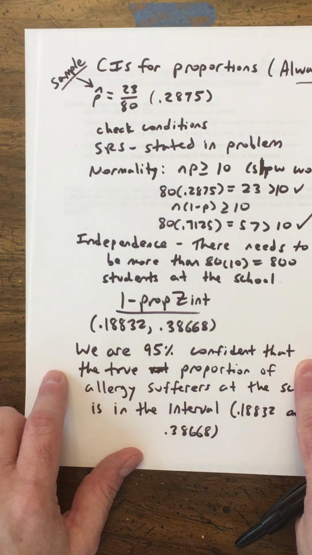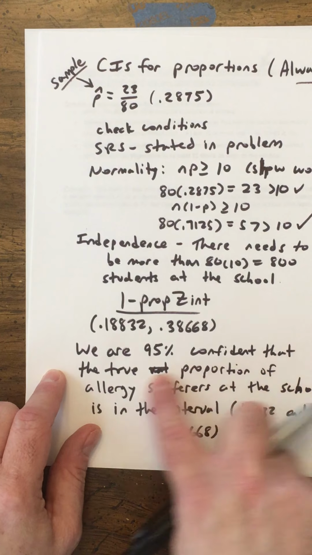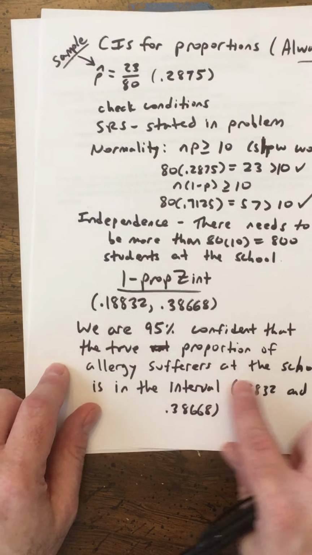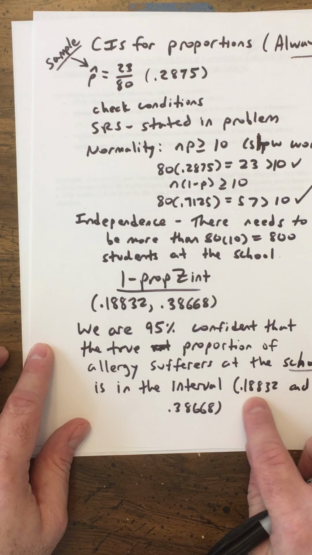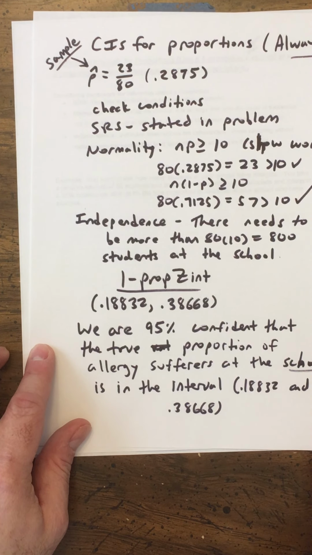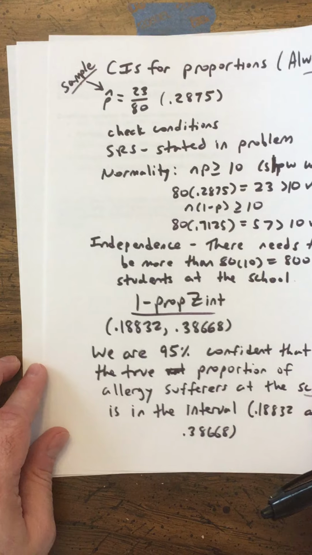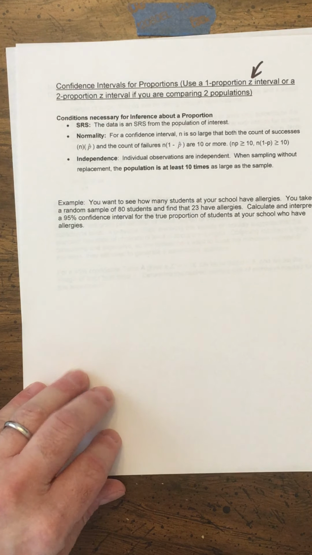You're always going to write the same kind of thing. We are 95% confident that the true proportion of allergy sufferers at this school, it's particular to this school, is in the interval 0.18832 and 0.38668. All right? So that's how you do a one proportion z interval.